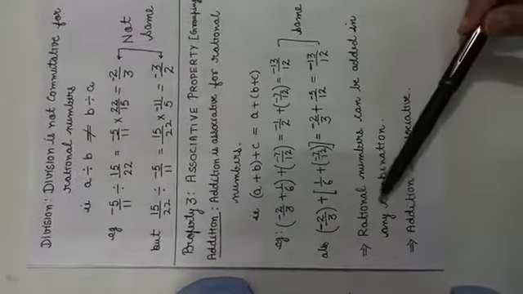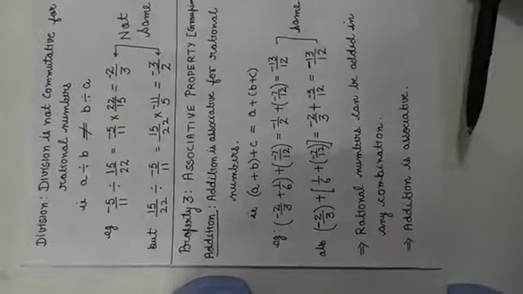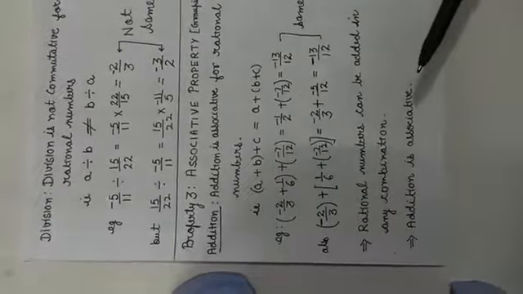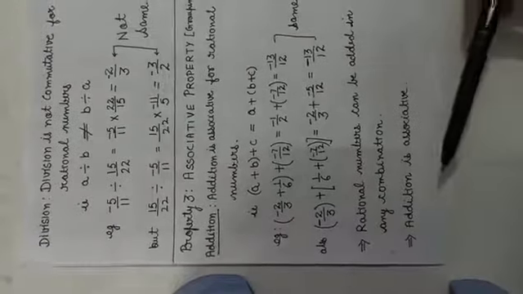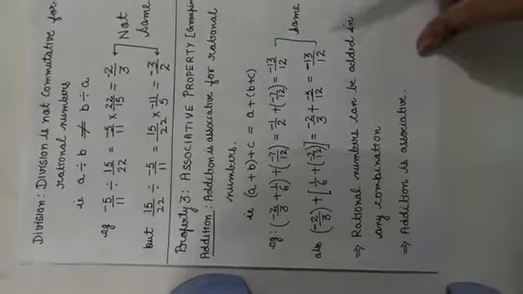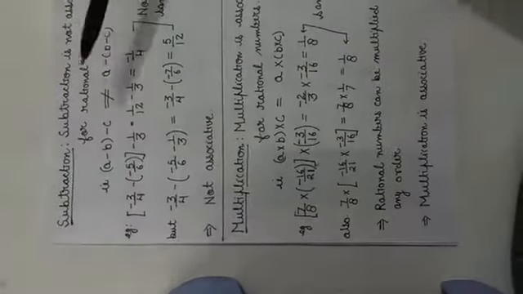It means I can say rational numbers can be added in any combination. Means when we have more than two rational numbers, means 3 or 4 rational numbers, we can add any two numbers first. The answer will not get changed. So the addition is associative in nature in rational numbers. Now look at the subtraction.